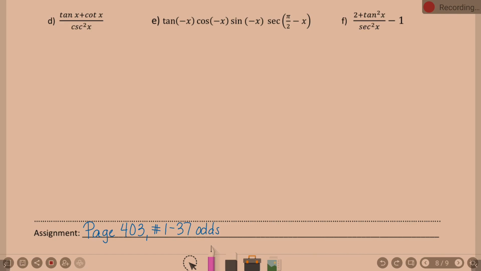I'd like to do D and E. Let's try D, because ideally I'd like to get D and E in. E is a nice one, I love E. Pretty easy. That's a fun one. D, we're going to have to work. So let's get working so we don't run out of time to get both of these in. Okay, tangent x plus cotangent x all over cosecant squared x.